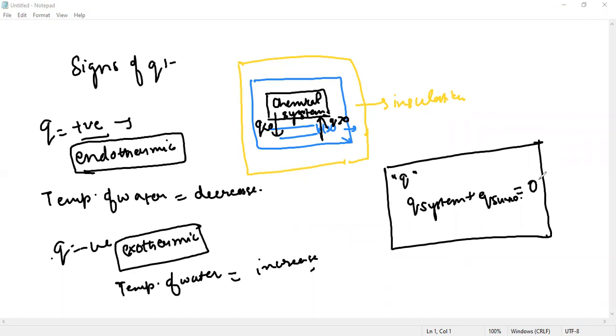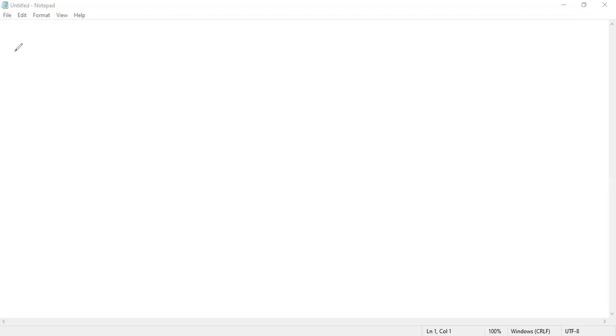Q surroundings plus Q system is equal to 0. And if you rearrange this formula, you can also come to the conclusion that Q system is equal to minus Q surroundings. Okay, so this is what we wanted to know about Q. Now let's try to solve one question based on these formulas, or let us try to employ these concepts in a problem here.